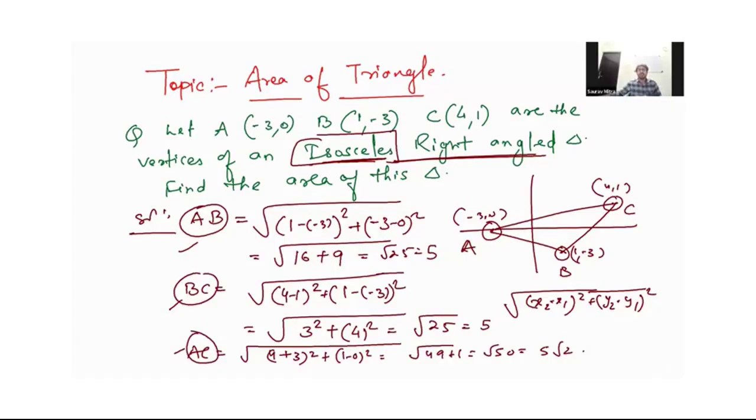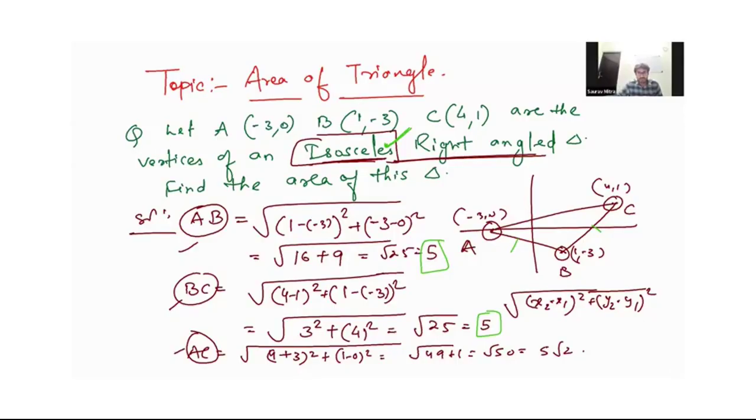Now since two sides are equal, which two sides are equal? My AB side and my BC side. These two sides are equal. Therefore, AB length and BC length are equal. Therefore, this is your isosceles triangle. Since two sides are equal, therefore it is an isosceles triangle.